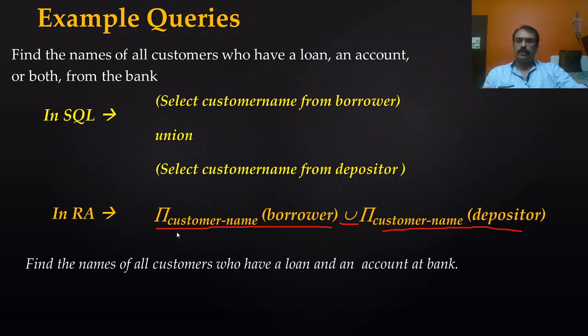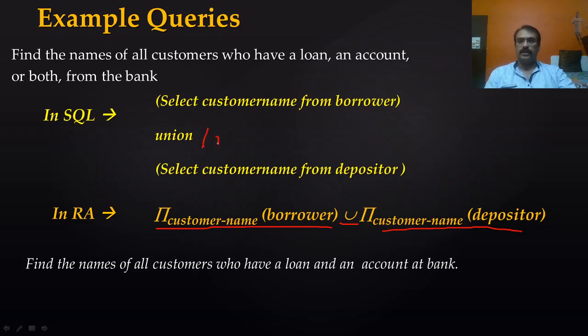On very similar grounds, find the names of all customers who have a loan and an account in a bank. They should have a loan as well as an account. They should be a depositor and borrower. So I'll not write the SQL equivalent of this.